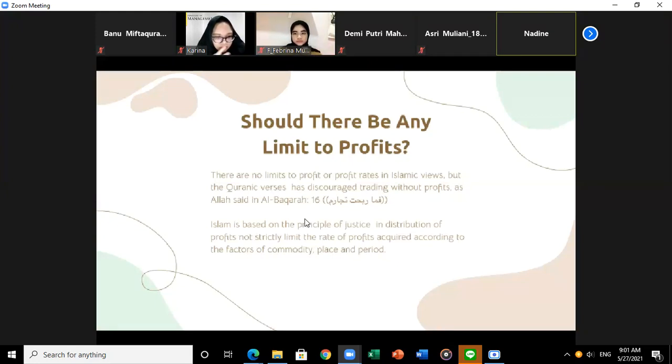Should there be any limit to profits? There are no limits to profits or profit rates in Islamic views, but the Quranic verse has discouraged trading without profits, as Allah said in Al-Baqarah verse 16. Islamic finance is based on the principle of justice in distribution of profits, not strictly limiting the rate of profits acquired, according to the factors of commodity, place, and period.